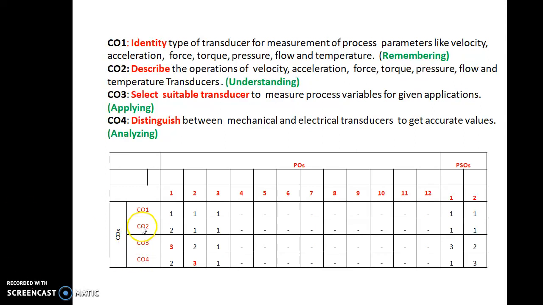So CO2, this is CO3, this is strongly correlated. CO4, this is strongly correlated. And these are the CO-PO mapping. So the design is not just given only the 1-1 priority. You will get the 1-1 priority and no problem at all. This depends upon the course, or you can avoid the 1 also, no problem at all. So this is the CO-PO mapping.